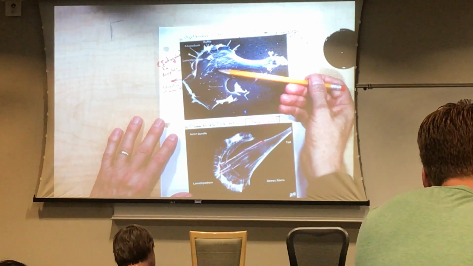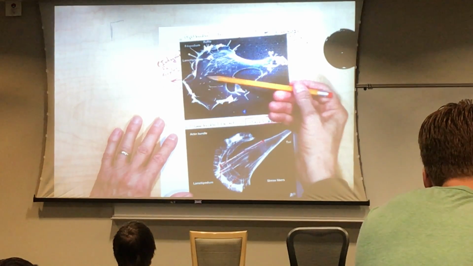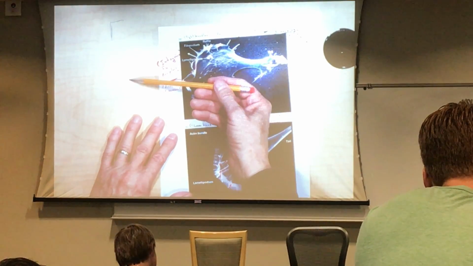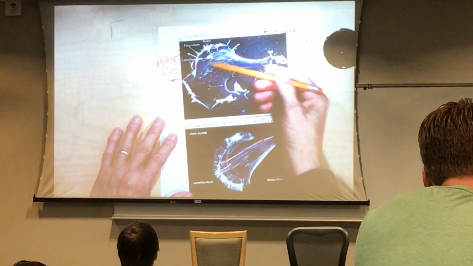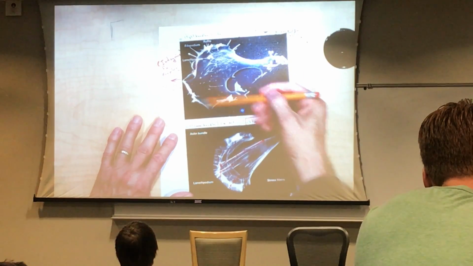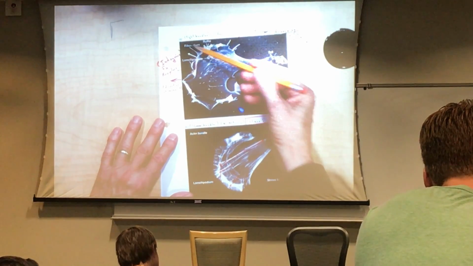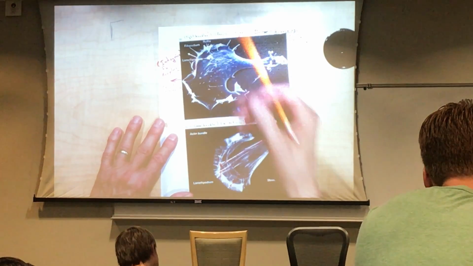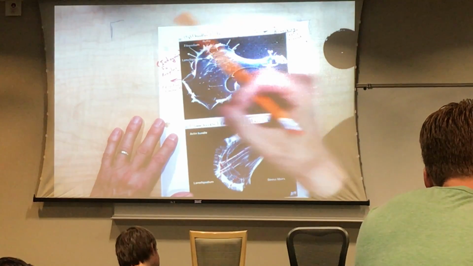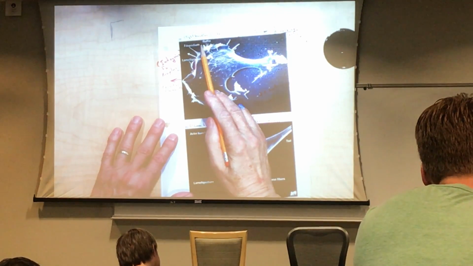This cell is moving more or less to the left, okay? And you can tell that because in the so-called leading edge of this moving cell, we see little so-called filopodia, philo meaning spike-like things, okay? Podia referring to the foot.